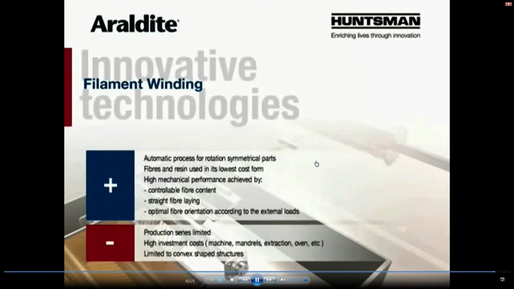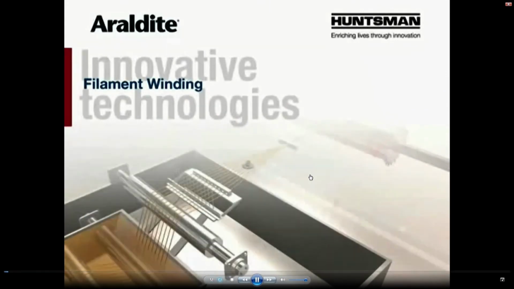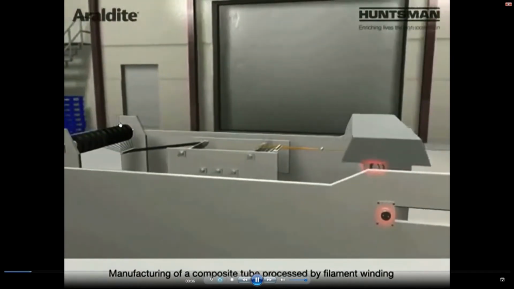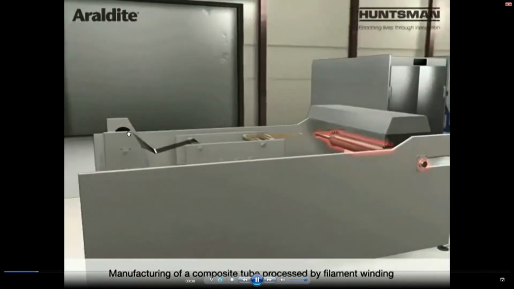So I think the process is absolutely clear. Let us once again try to see the video and try to understand the basic intricacies involved in the filament winding process. This is a fiber creel. The fibers are coming.